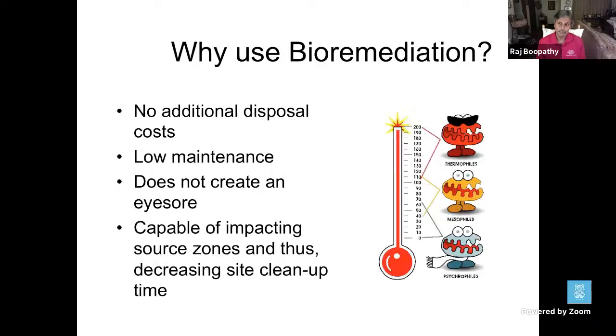So bioremediation is the best way to handle this TCE and oil cleanup in the subsurface. For these reasons: there is no additional disposal cost, low maintenance, it does not create any eyesore, and it is capable of impacting a large area and decreasing site cleanup time. So those are some of the advantages of using bioremediation for cleanup of TCE as well as oil spills in subsurface conditions, especially groundwater.